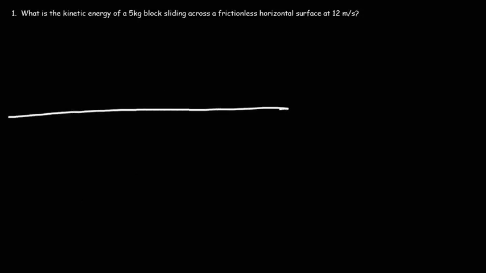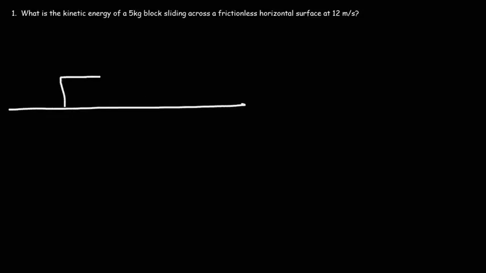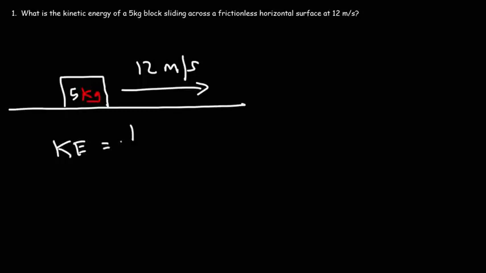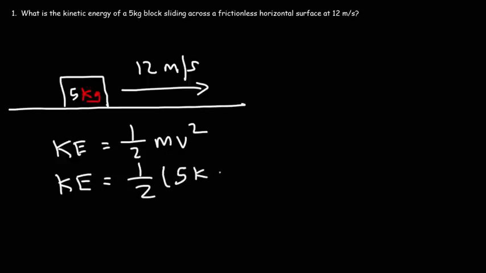So let's begin with a picture. Okay, that line is not very horizontal. Let's draw a better one. So here is our 5 kilogram block, and it's moving horizontally at a speed of 12 meters per second. To calculate the kinetic energy, we can use this formula. KE is equal to 1/2 mv squared. So the mass of the block is 5 kilograms, and the speed is 12 meters per second.